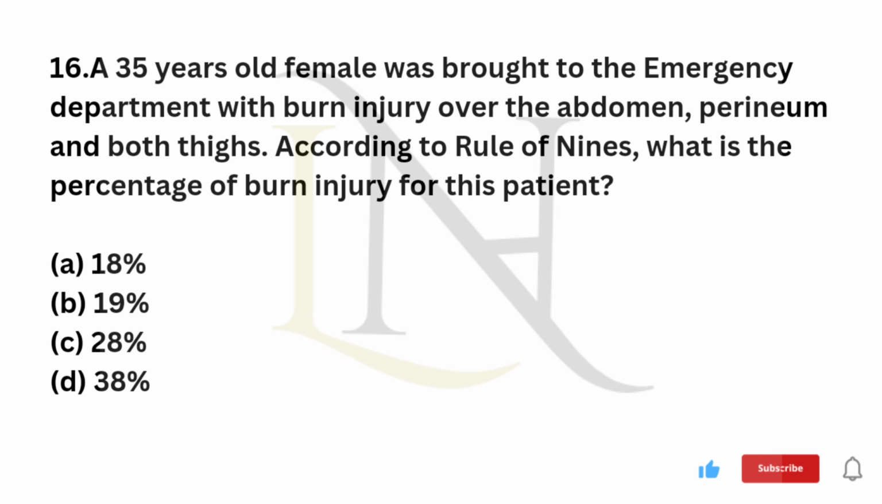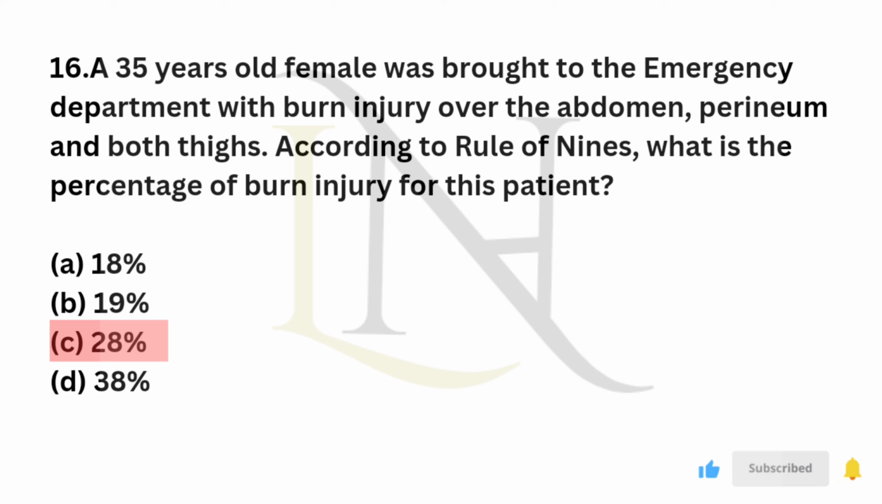A 35-year-old female was brought to the emergency department with burn injury over the abdomen and perineum and both thighs. According to rule of 9, what is the percentage of burn injury for this patient? Option A 18%, option B 19%, option C 28%, option D 38%. Answer is option C, 28% is the correct answer.